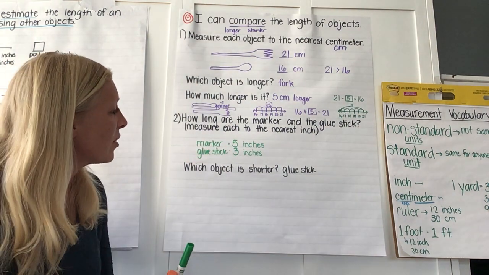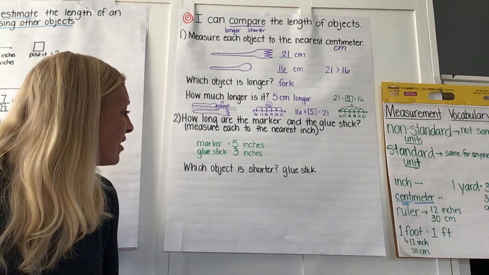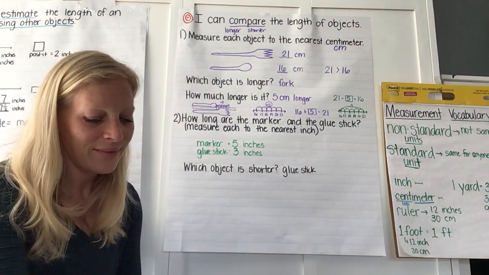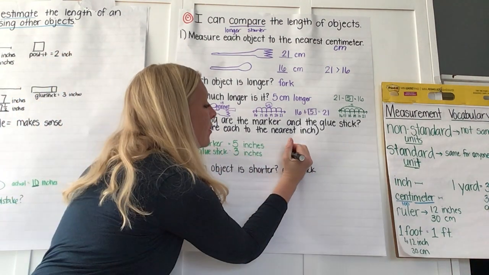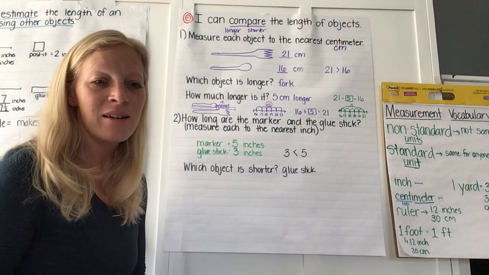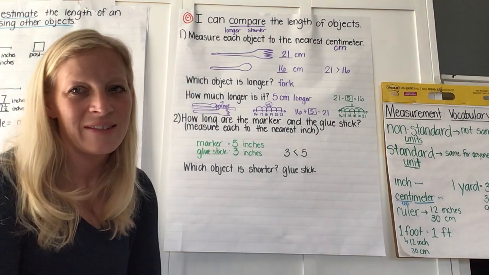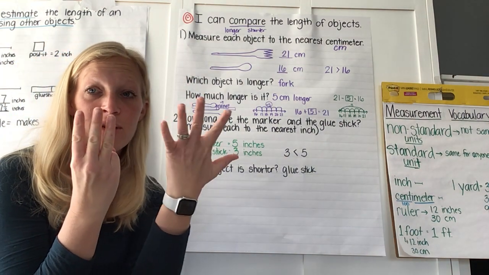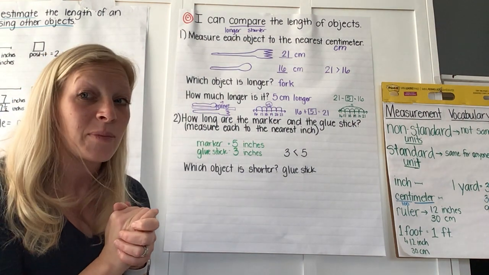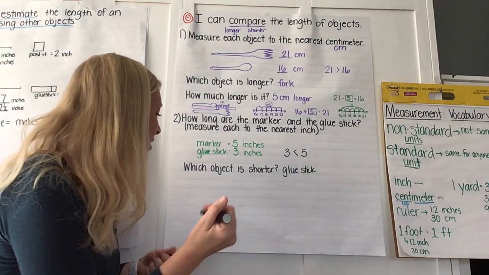When we look at our numbers, 5 inches and 3 inches, how can we use that to tell us that the glue stick is shorter? 3 is less than 5. When we're counting, we say 3 first. 1, 2, 3, 4, 5, 6. 3 is a smaller number than 5. Okay? Now our next big question, how much shorter is it?